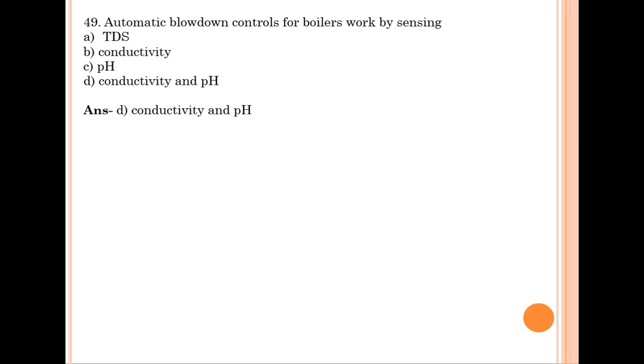Now we see automatic blowdown control for boilers work by sensing. So we do the blowdown to decrease the concentration of the boiler water. So here if we install automatic blowdown, it senses the conductivity as well as the pH. So option D is the right answer, and after sensing the conductivity and pH, it starts blowdown.